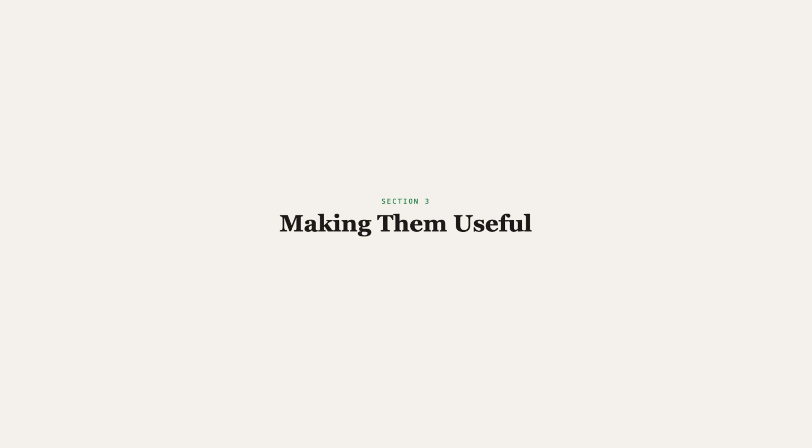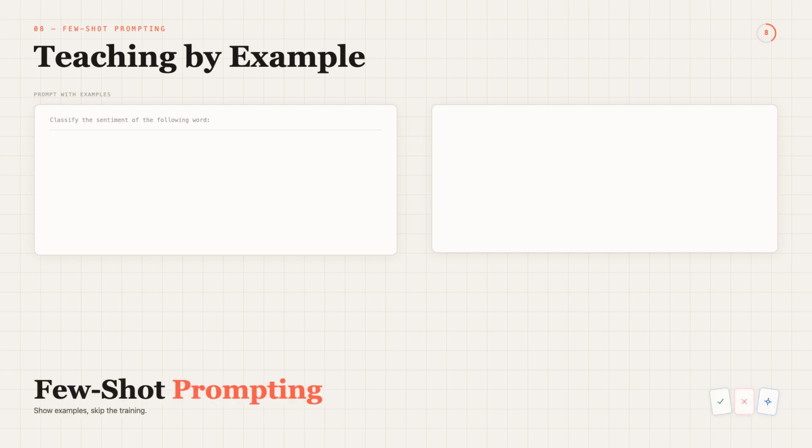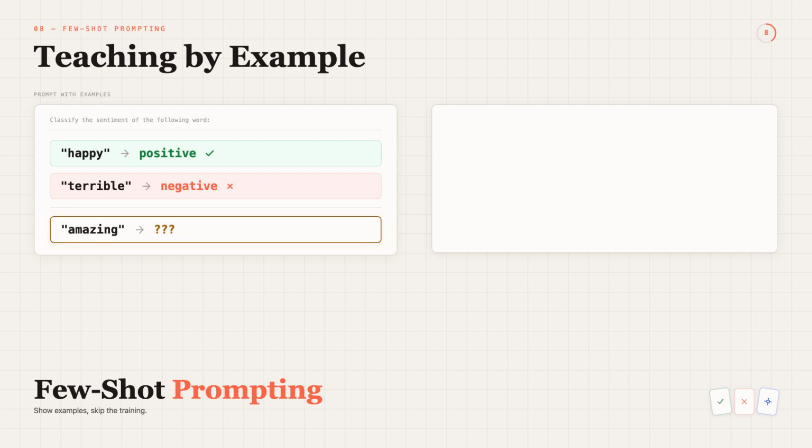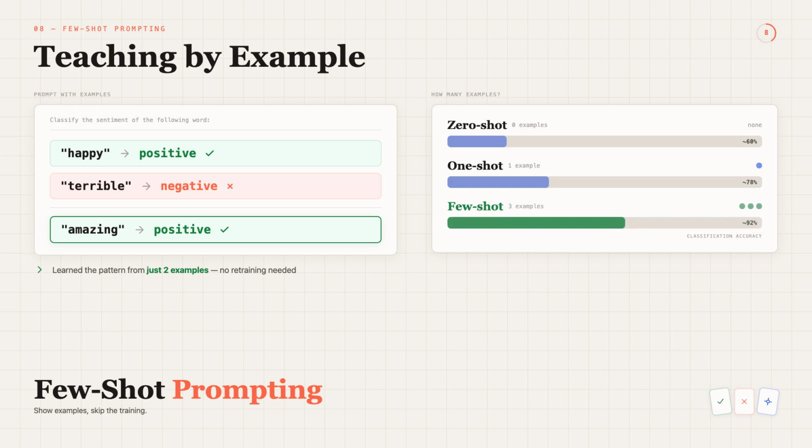Okay, so the model is trained. But how do we actually make it useful? You don't always need to retrain a model. Sometimes you can just show it a few examples in the prompt. This is called few-shot prompting. Watch this. You tell the model, happy means positive, terrible means negative. Now you ask, what about amazing? And the model says, positive. It learned the pattern from just two examples without any retraining. The more examples you give, the better it gets. 0 examples? That's 0 shot. 1 example? 1 shot. A few shot.